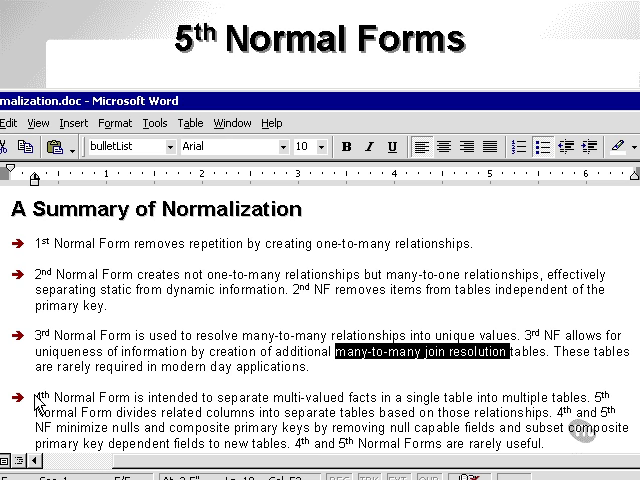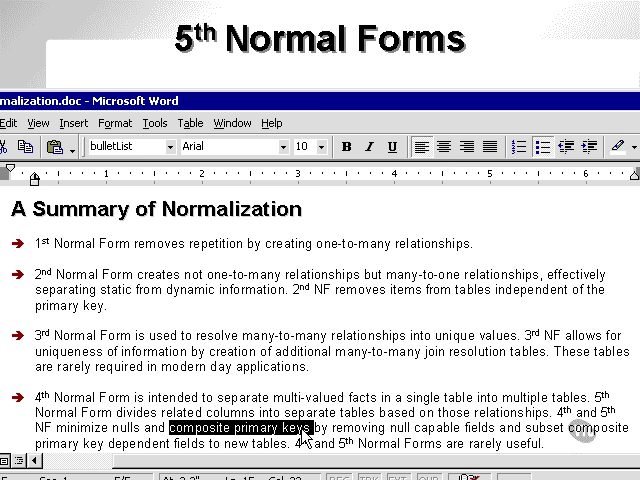Fourth normal form, as I understand it, is used to minimize nulls. And fifth normal form is used to reduce the number of composite keys. That's normalization.